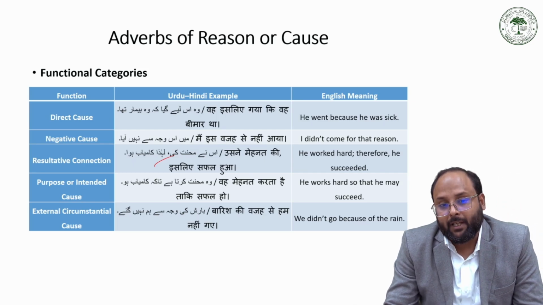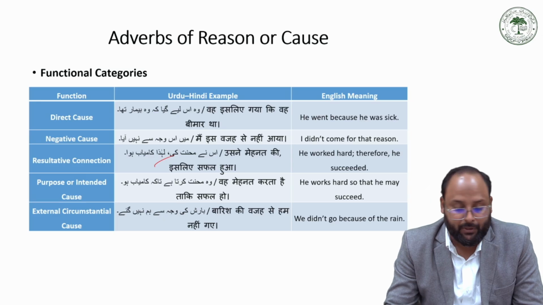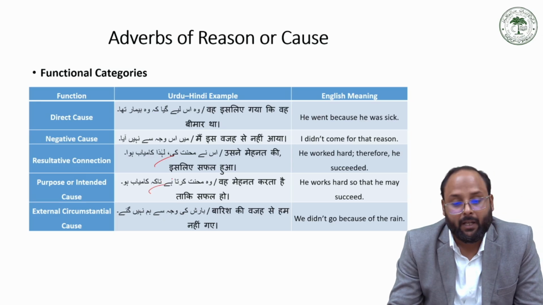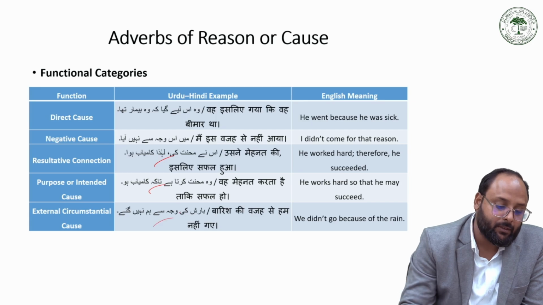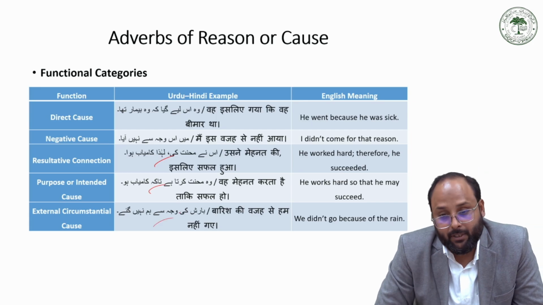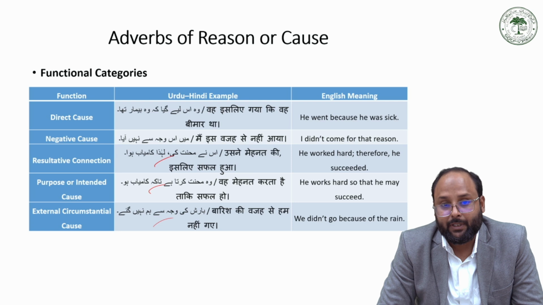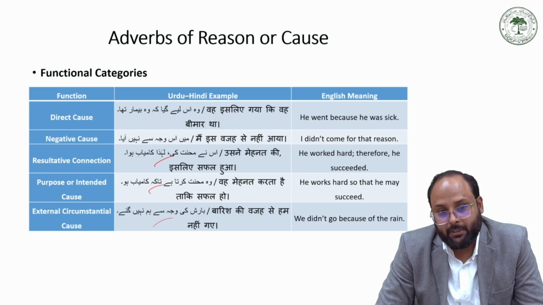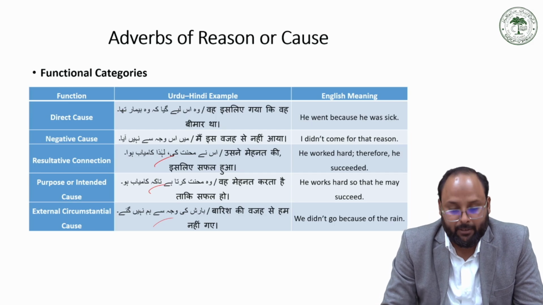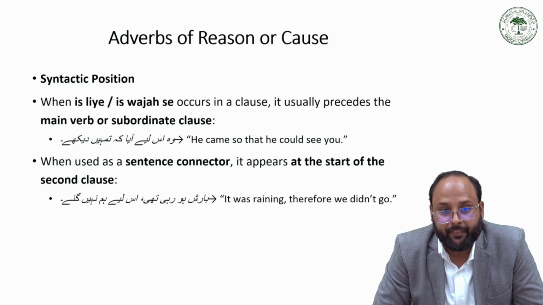वो मेहनत करता है ताकि कामयाब हो. So that is the ताकि, an adverb, so it gives the meaning of purpose or intended cause. And बारिश की वजह से हम नहीं आए, so that is the वजह से, so it gives the external circumstantial cause. So these are the adverbs and they have different types of function like the direct cause, negative cause, resultative connection, or the purpose or intended cause or external circumstantial cause.